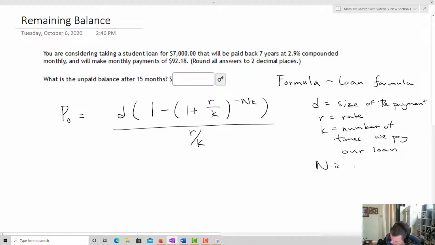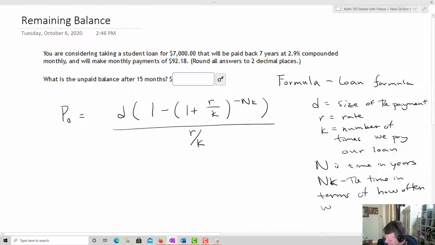N is time in years. And I should say that NK will end up being the time in terms of how often we pay the loan, so you actually don't have to change NK into another form. What I'm going to show you is probably a more accurate way of going about finding this answer, and, at least in my opinion, a bit more intuitive.